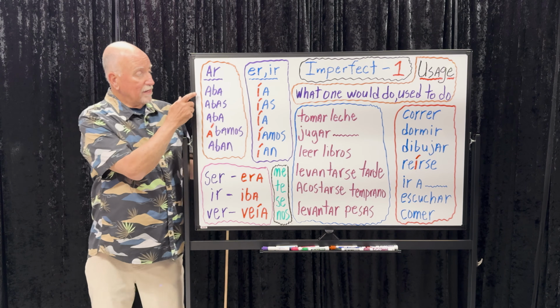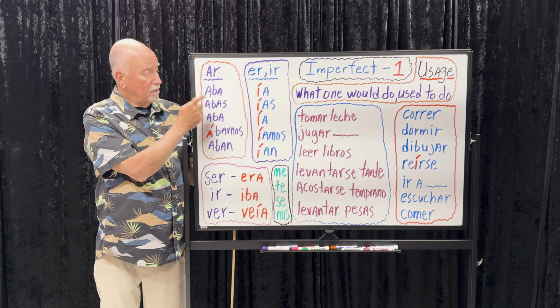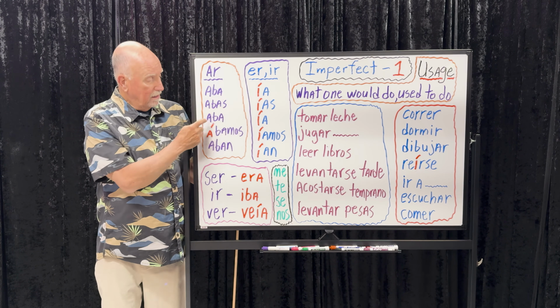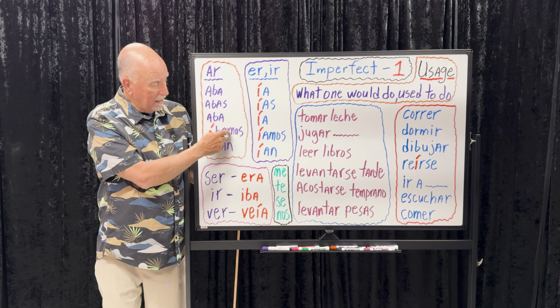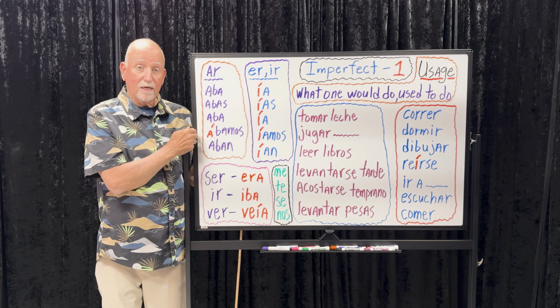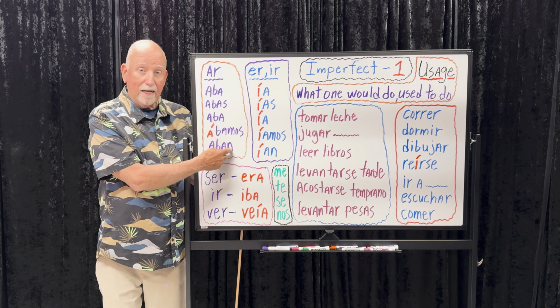And look at this. Once you get the yo form, bingo, you've got the tú form, put an S. You've got the él form, it's the same as the yo form. The we form, just add an MOS and then go back and put your accent mark in. And then the they form, just add an N.